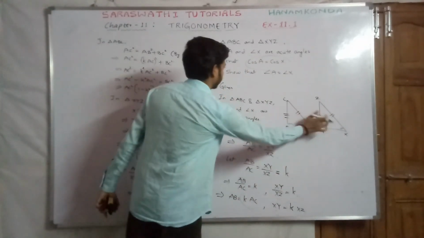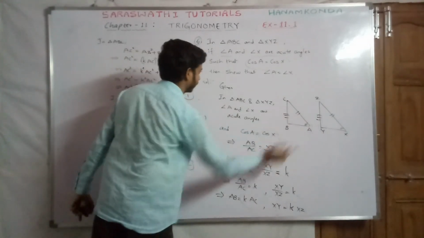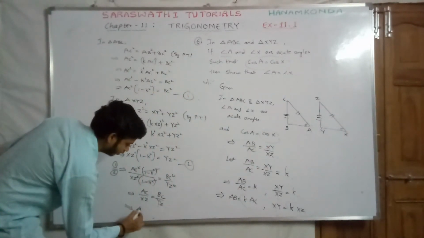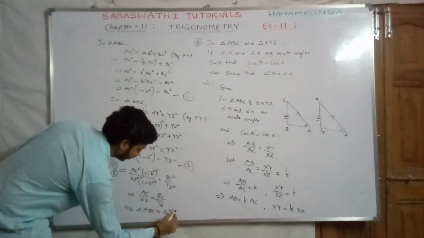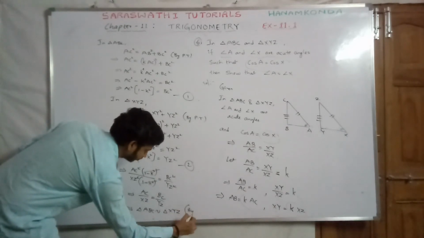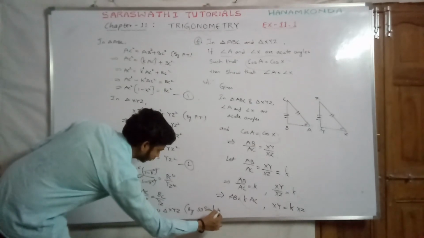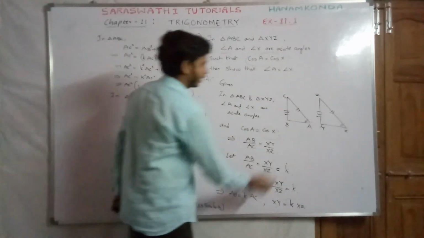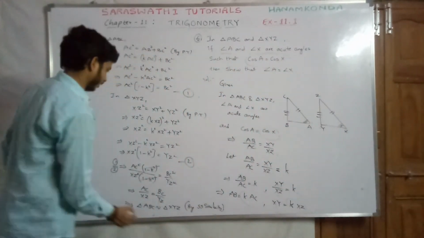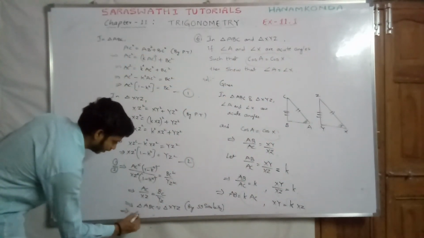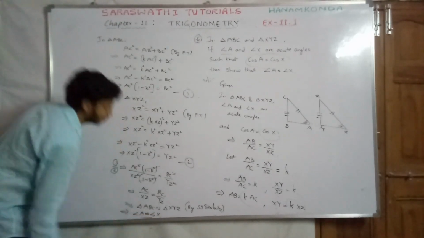That means the ratio of corresponding sides is equal, which implies that both triangles are similar. So triangle ABC is similar to triangle XYZ by SSS similarity. Since corresponding angles of two similar triangles are always equal, angle A equals angle X. So this is the answer.